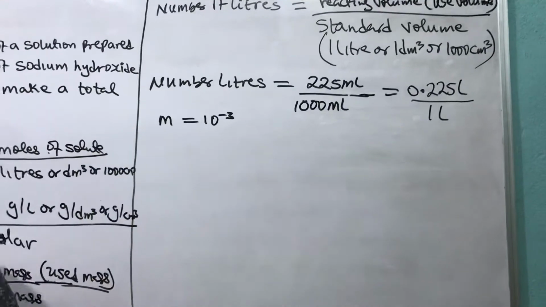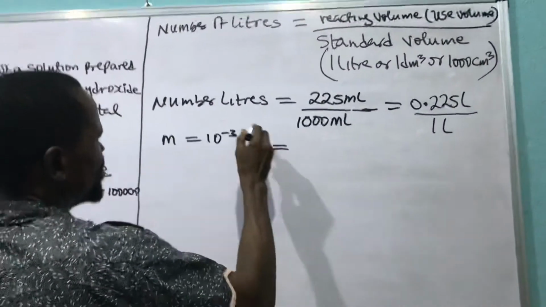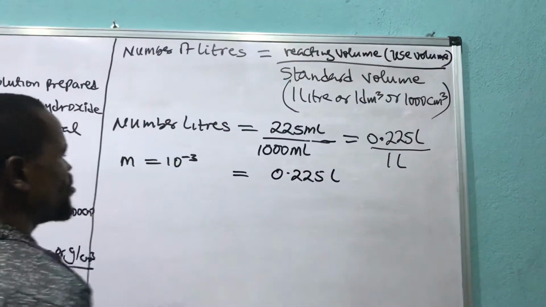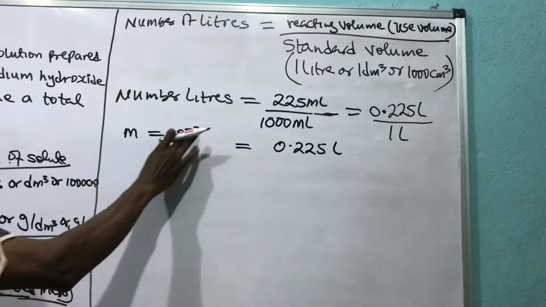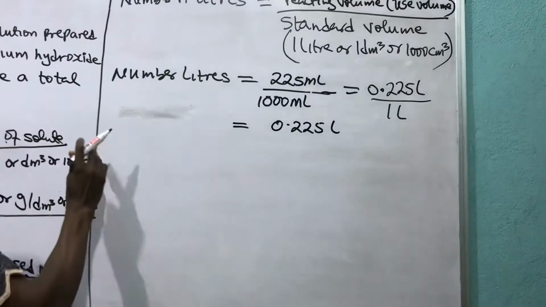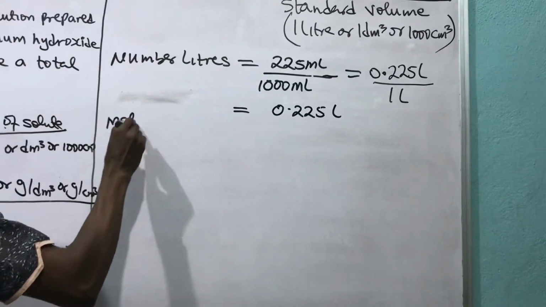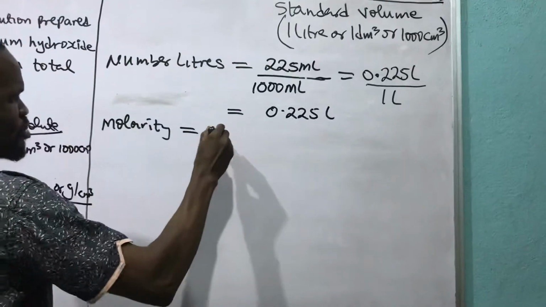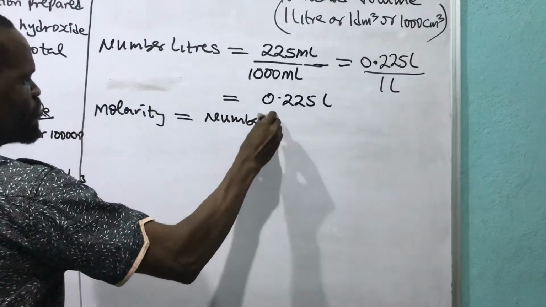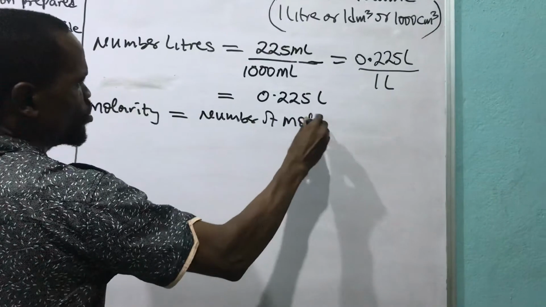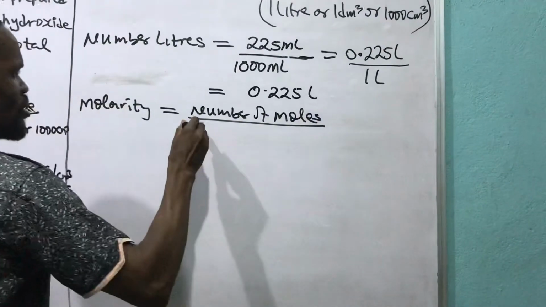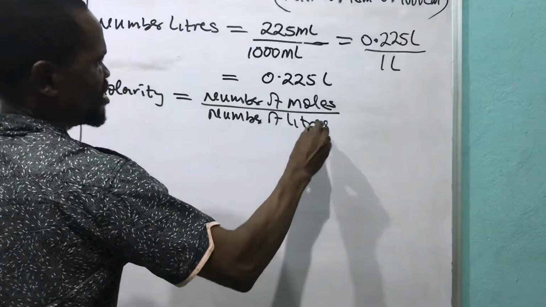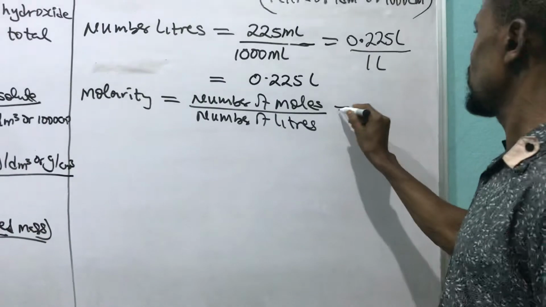Then let's move. That means my number of liter is going to be 0.225 liter. That's the number of liter that I use. Now I will go back to my molarity. What does my molarity say? Molarity said the number of moles of solute over number of liters.